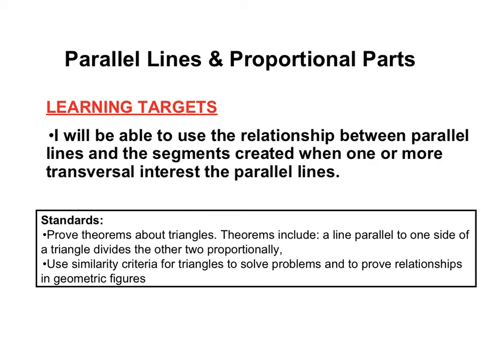We're continuing our lessons on proportionality, and we're going to look at what type of proportional relationships exist in triangles that are intersected by a parallel line, and that line would be parallel to one side of the triangle.